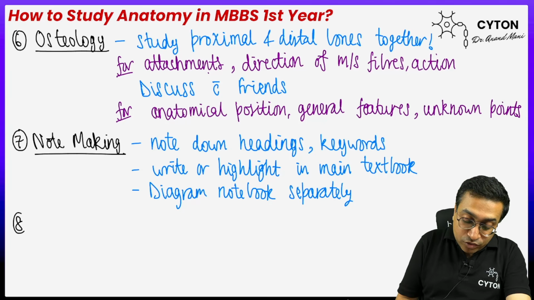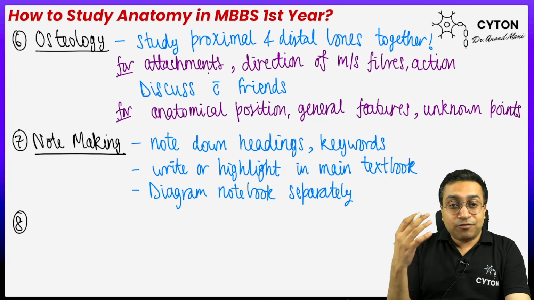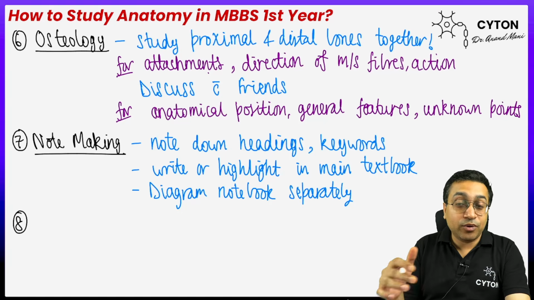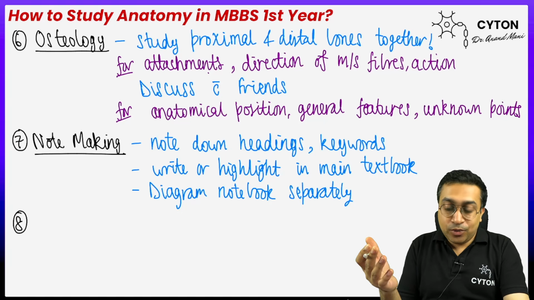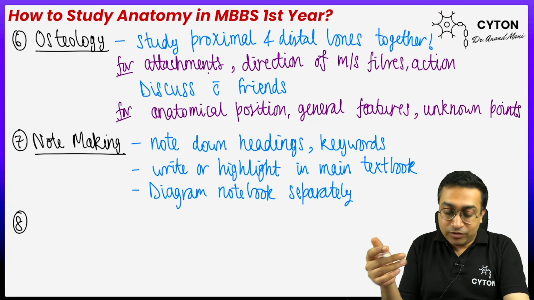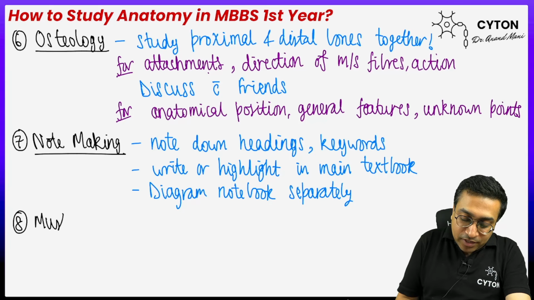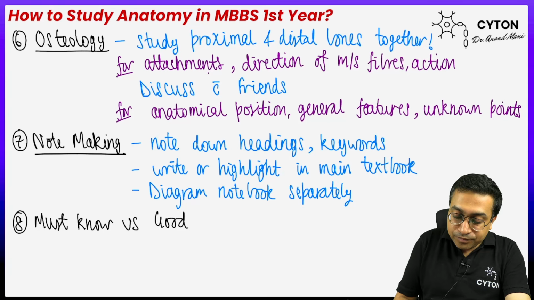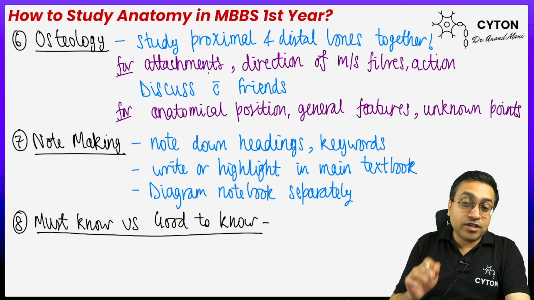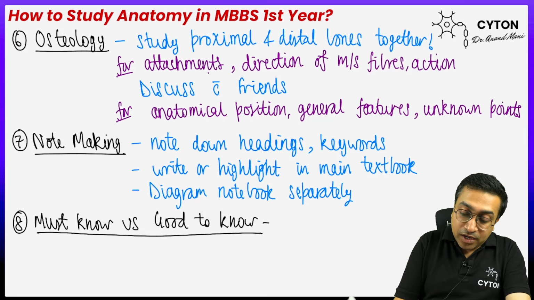Then, having understood so many things, you say: sir, we now know what to do and how to do it, but now I don't know how much to study. I know everything, but how much to study, what to leave, what not to leave. The answer is in this: must know versus good to know. There is something that is must know, and you have to identify those topics.